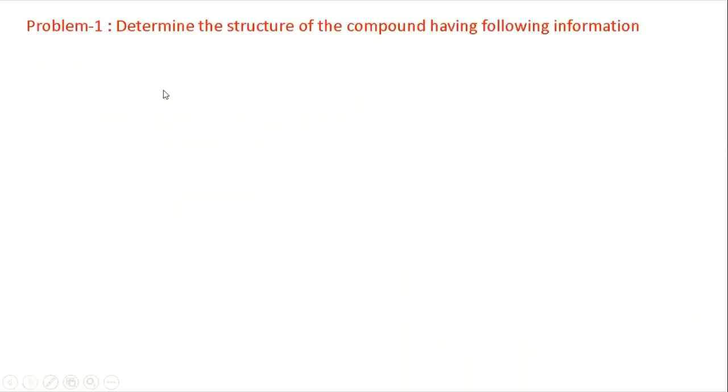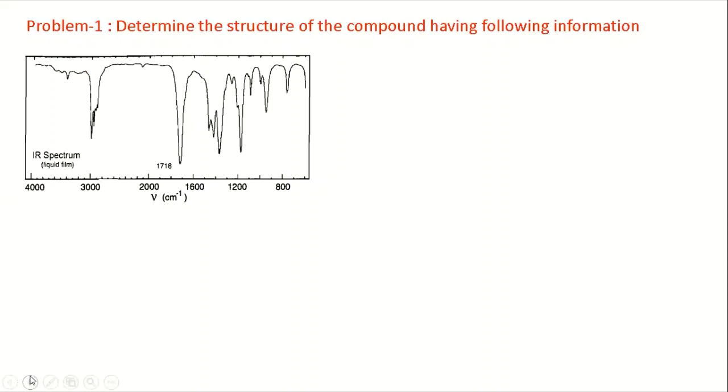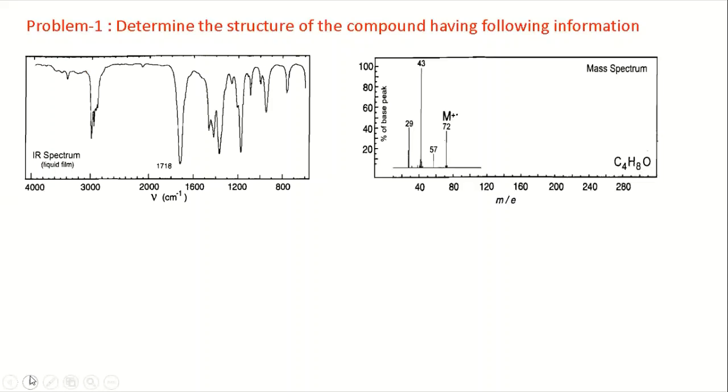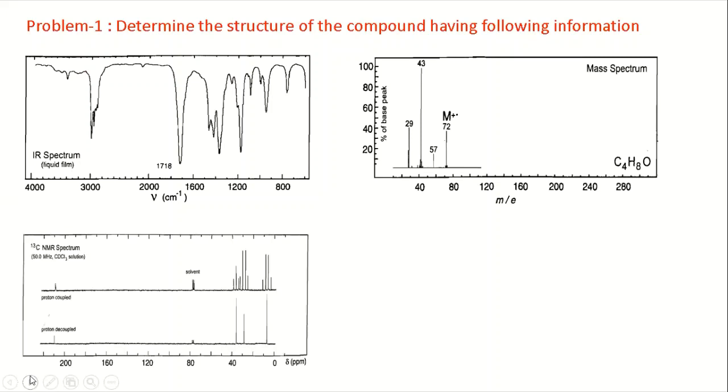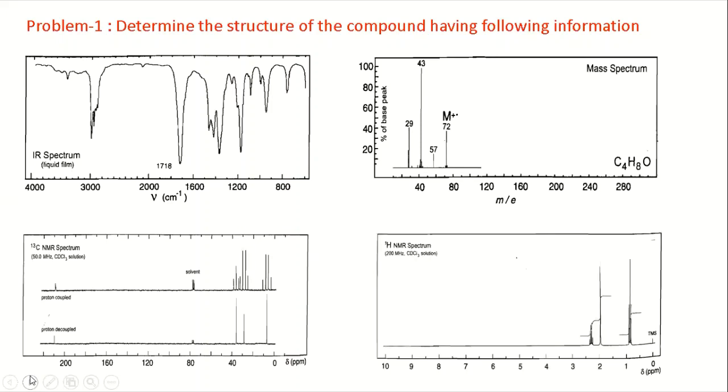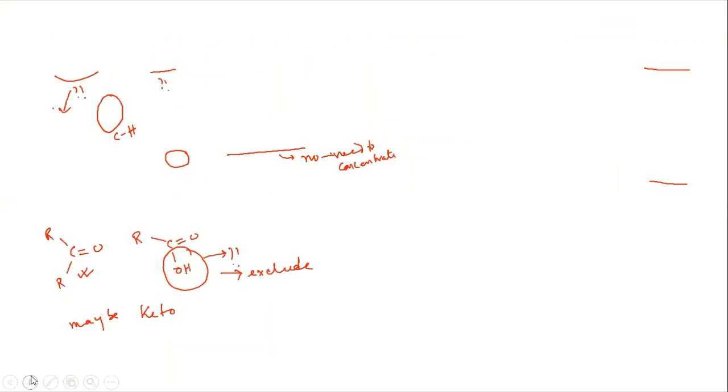So problem one: determine the structure of the compound having the following information. This is the IR spectrum of a molecule. This is the mass spectrum of that molecule. This is the proton coupled and proton decoupled 13C NMR of the same molecule, and this is the proton NMR. So we have to analyze each spectrum, and find out what information we are able to get and what information we can utilize for understanding the structure.